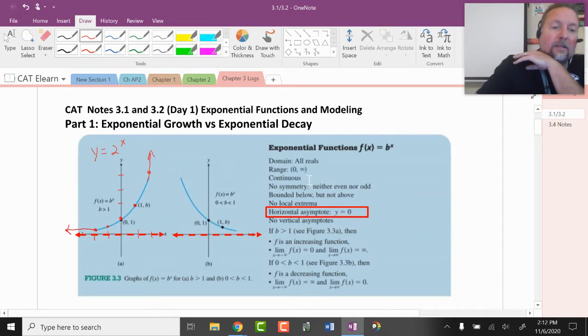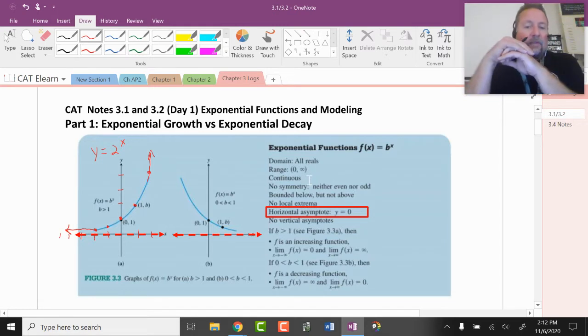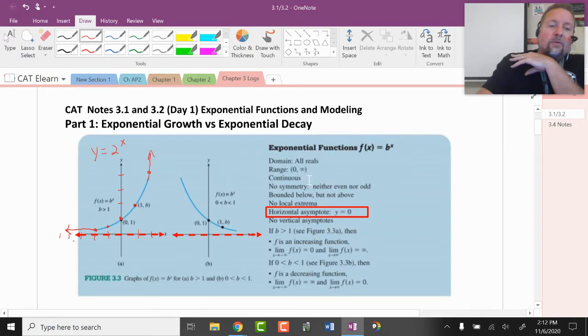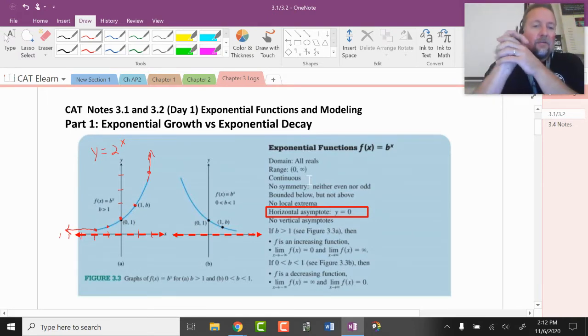And as you keep plugging in these negative numbers, the output will never be 0, but it'll be infinitely small. So what we do when we're annoyed by that, we draw in an asymptote to show that behavior. So there you go.